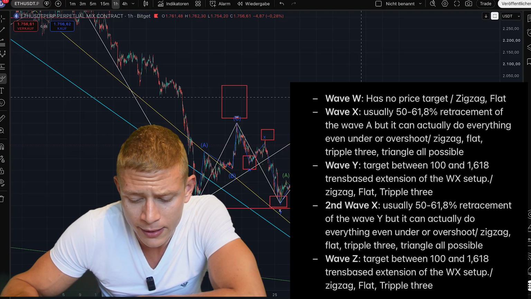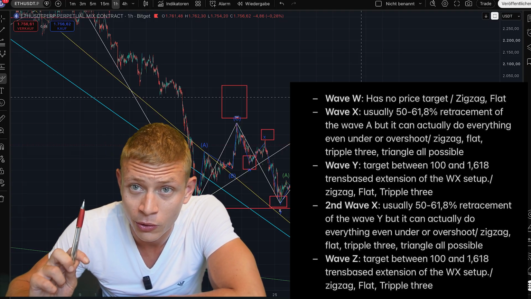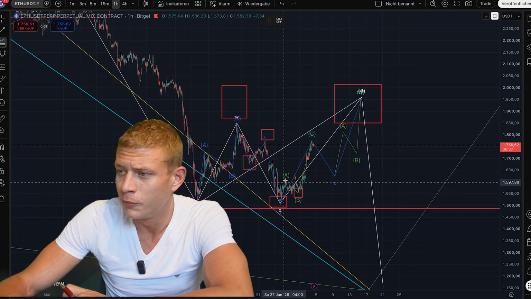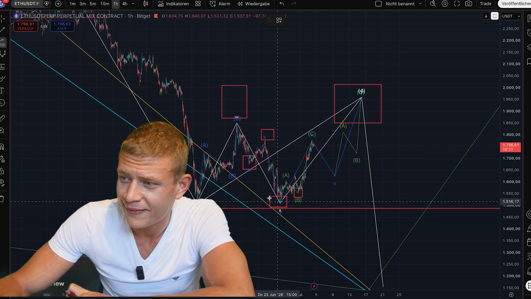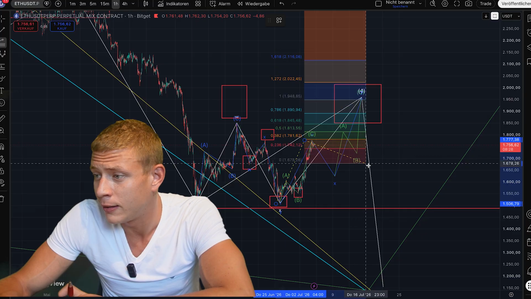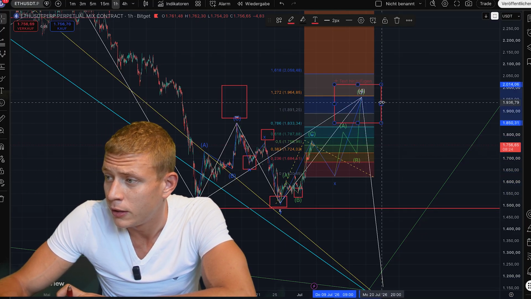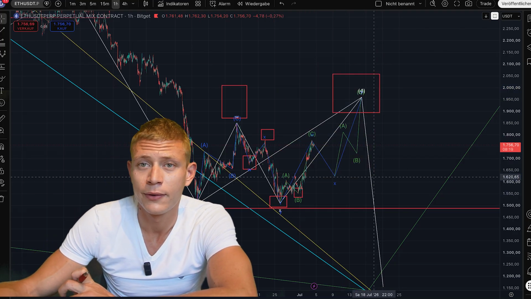The wave Y has a target between 100% and 1.618 trend-based extension of the A wave. So I'll show you that one on the chart. Let's assume the W is done and we get the X wave from here. So you take the trend-based extension, same as for the ABC. You go from starting point to ending point and then to the point where you expect this X wave to happen, and you will get this target area. So that's how it's done, guys.